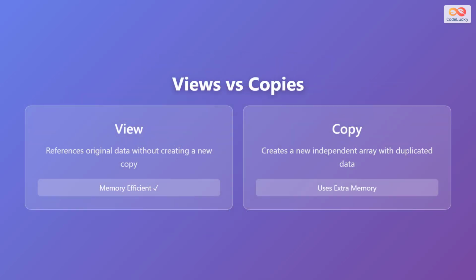Understanding the difference between views and copies is essential for memory efficiency. A view is a reference to the original data without creating a new copy. This means no additional memory is allocated, making views extremely memory efficient. On the other hand, a copy creates a completely new independent array with duplicated data. This uses extra memory because you now have two separate arrays in memory. Whenever possible, use views instead of copies to conserve memory.